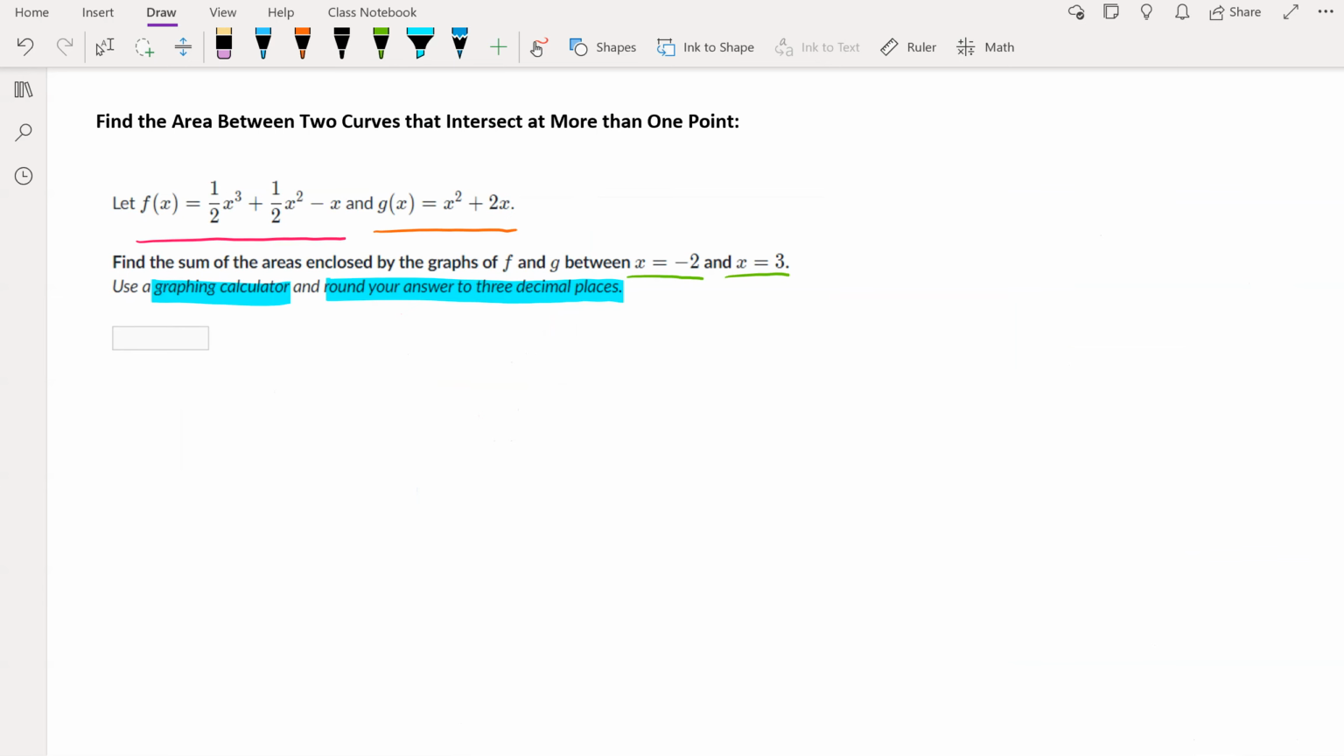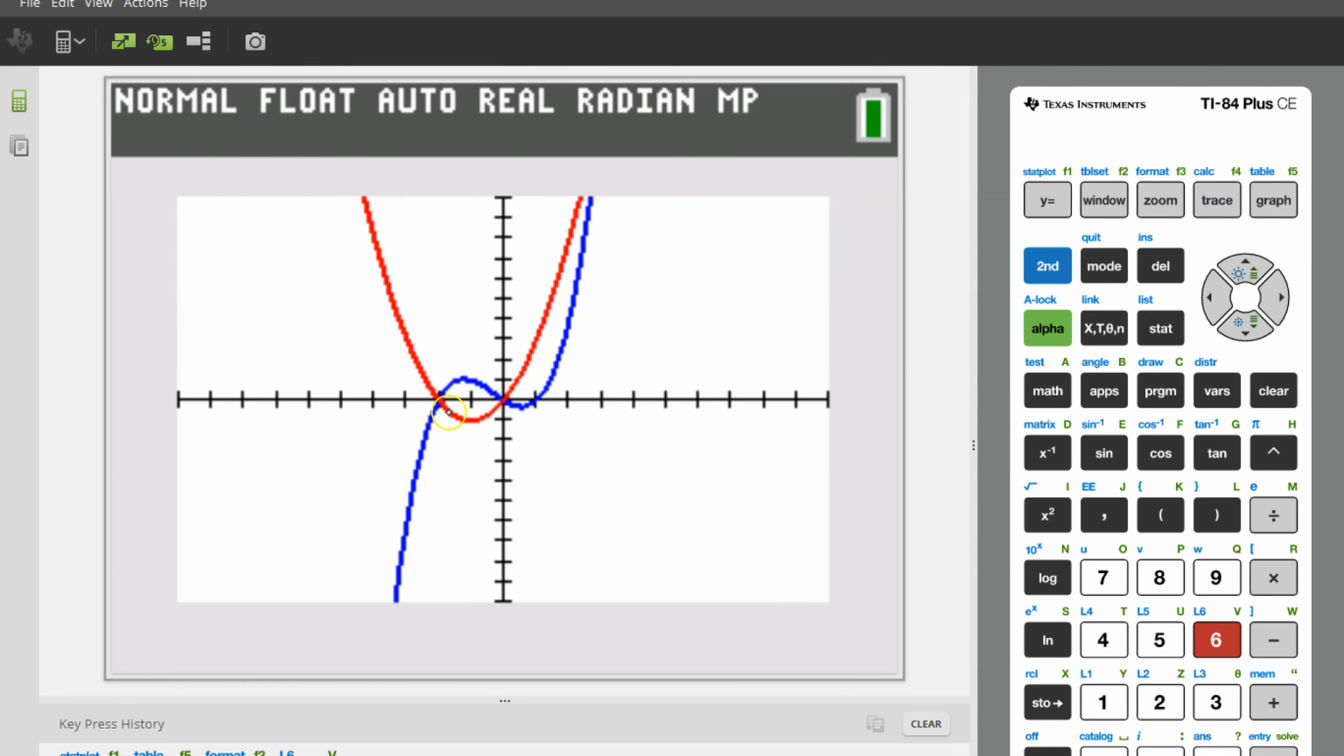All right, and let's go back to the problem really quick. We're trying to find the sum of the areas enclosed by the graphs of f and g between -2 and 3 on our x-axis. So let's look at these graphs. We see -2 right here. We can see x equals -2, but we can't see where they intersect at x equals 3.